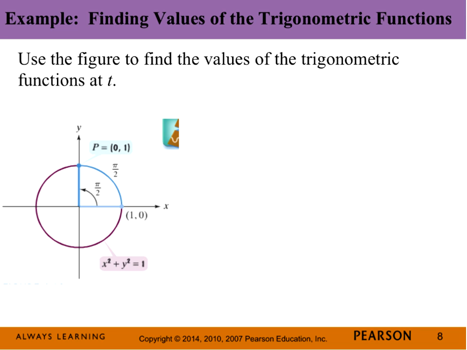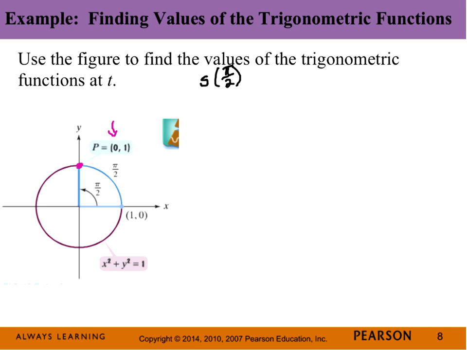Okay, so same thing here, but we have a different angle that we're working with. We are working with the angle pi over 2. And we found out in 4.1 that that corresponds to a 90-degree angle. And so we have the point P here, which is 0, 1. And these calculations are going to be much quicker and easier than that last one we looked at. So here we go.